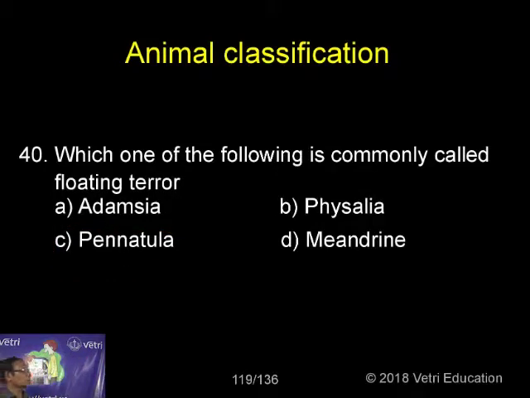So which one of the following is commonly called floating terror? Now you see that one. Physalia. Adamsia, otherwise called a sea anemone, a fixed form, a polyform. Pennatilla, otherwise called a sea pen, a cylindry. Meandrina, otherwise called a brine coral. Physalia is called the Portuguese man of war.